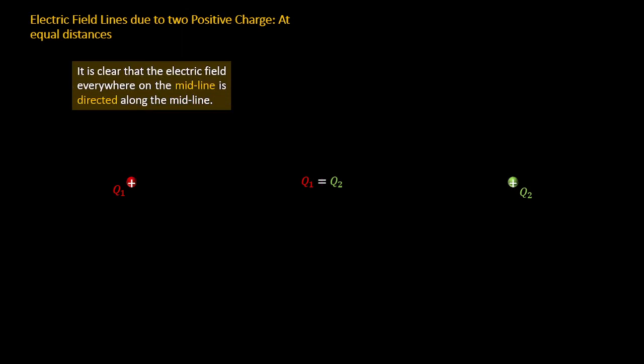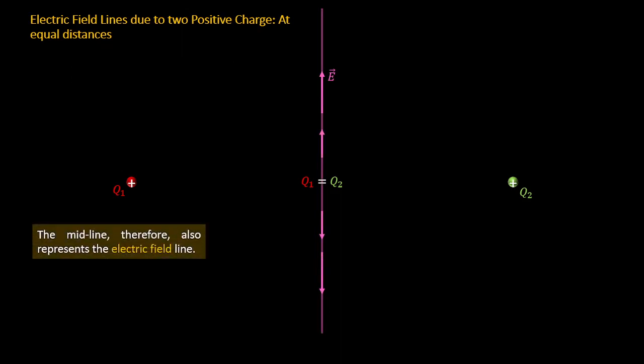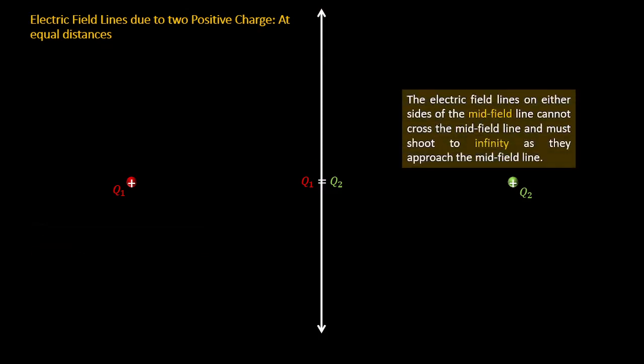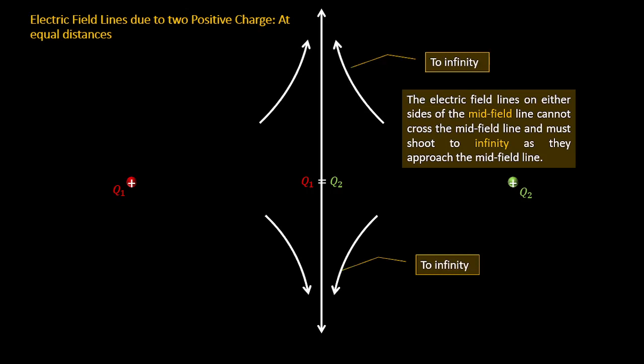It is clear that the electric field everywhere on the midline is directed along the midline. The midline therefore also represents an electric field line. The electric field lines on either side of the midline cannot cross the midline and must shoot to infinity as they approach the midline.